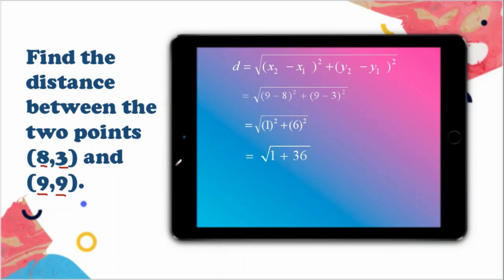Next is 1 squared is 1. 6 squared is 36. So 36 plus 1, we have 37. Again, we will use the calculator to find the approximate value. So we have 6.8 units. So that's the answer already. That's the distance between the ordered pairs (8, 3) and (9, 9).